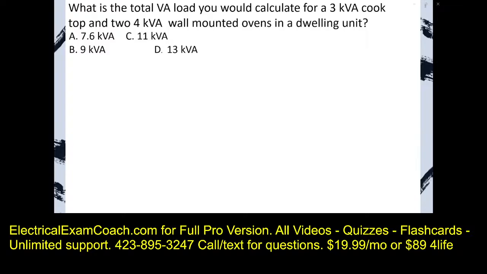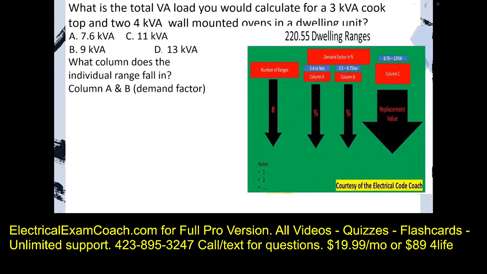What is the total VA load you would calculate for a 3 kVA cooktop and 2 4 kVA wall-mounted ovens in a dwelling unit? First thing we're going to ask is what column do the individual ranges fall in? Well, in this case, we find that it falls into column A and B. This question is very simple. All you have to do is treat the column A ranges individually, the column B ranges individually, and then total them together. So what we do is we find our total connected load.